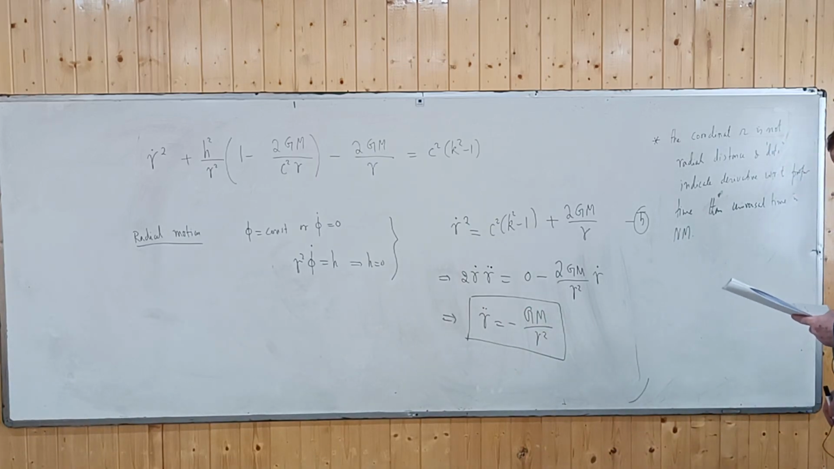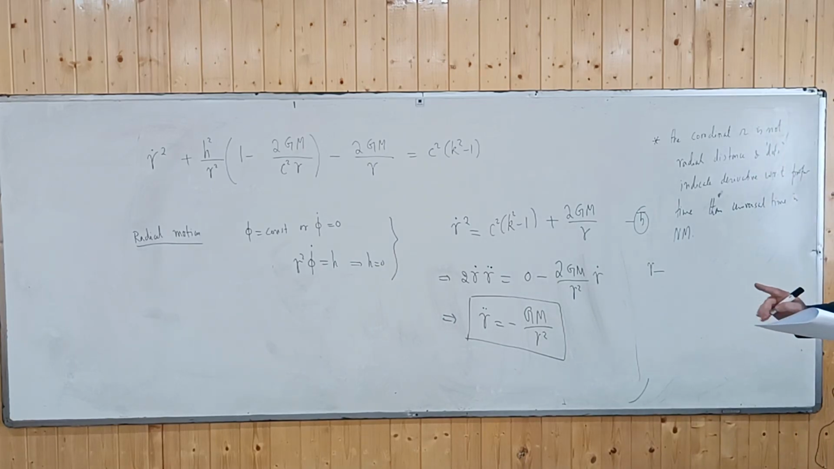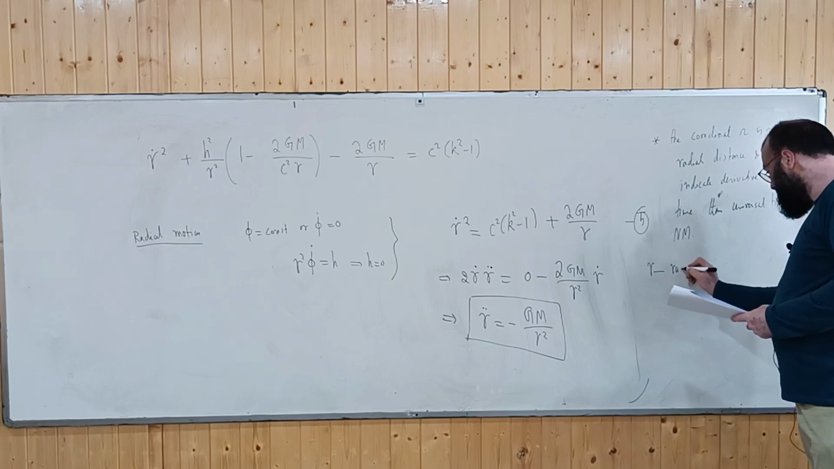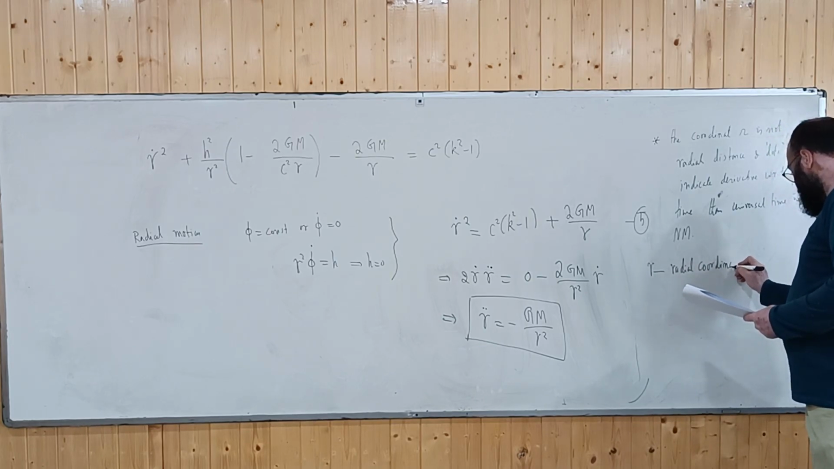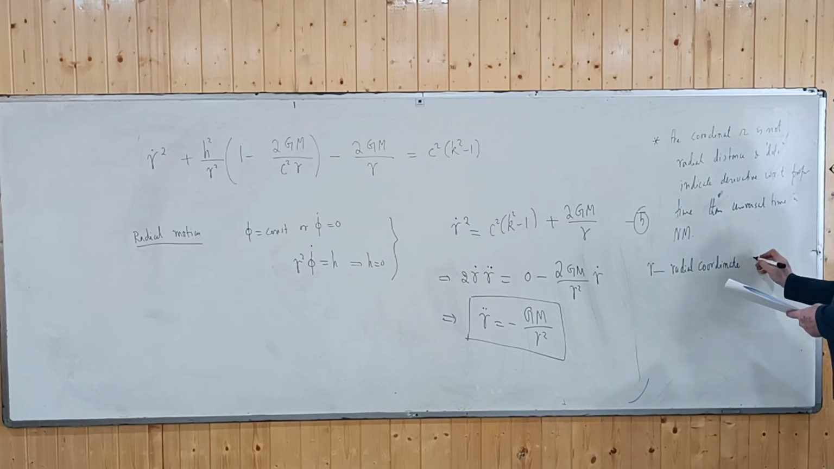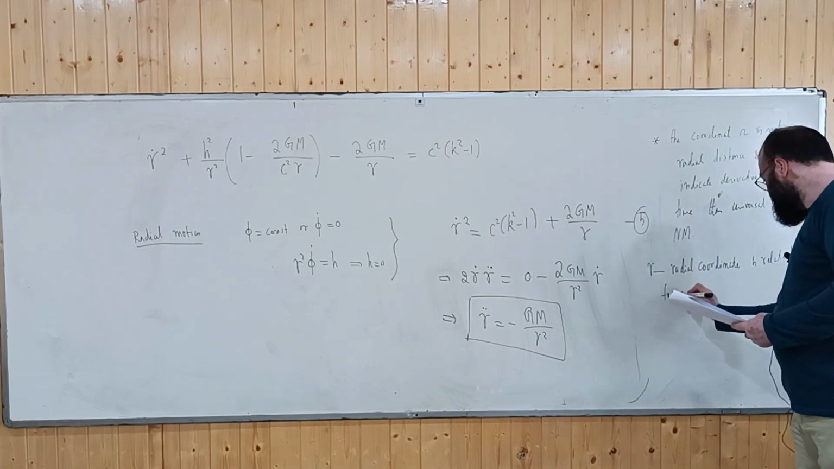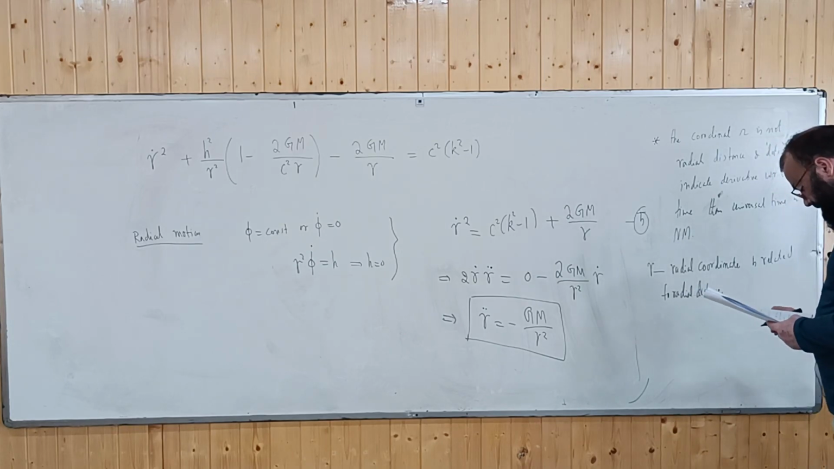Okay? r is the radial coordinate. It's not the radial distance. There is a difference between the coordinate and the distance. So r, which is the radial coordinate, is related to the radial distance through the metric.